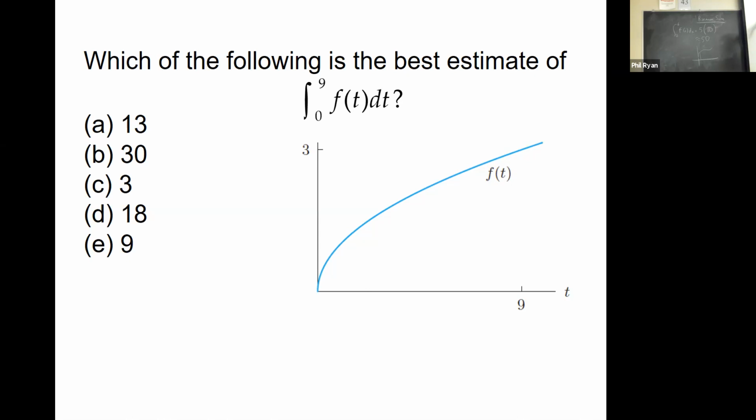So that gets rid of A, C, and E. And it's inside the rectangle of 27. So that eliminates 30. 18 looks like around right.